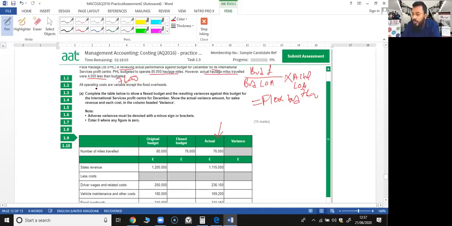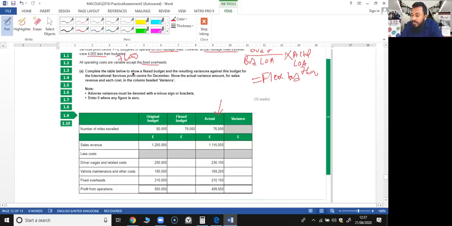Now they're saying all operating costs are variable except fixed costs. That's all right, sir. We're going to adhere: all costs are variable apart from the fixed overhead. Complete the table below to show a flexed budget and the resulting variance analysis. Variance means good or bad, favorable or adverse, isn't it? Against this budget for the international service, show the actual variance amount for sales revenue and each cost in the column headed variances.